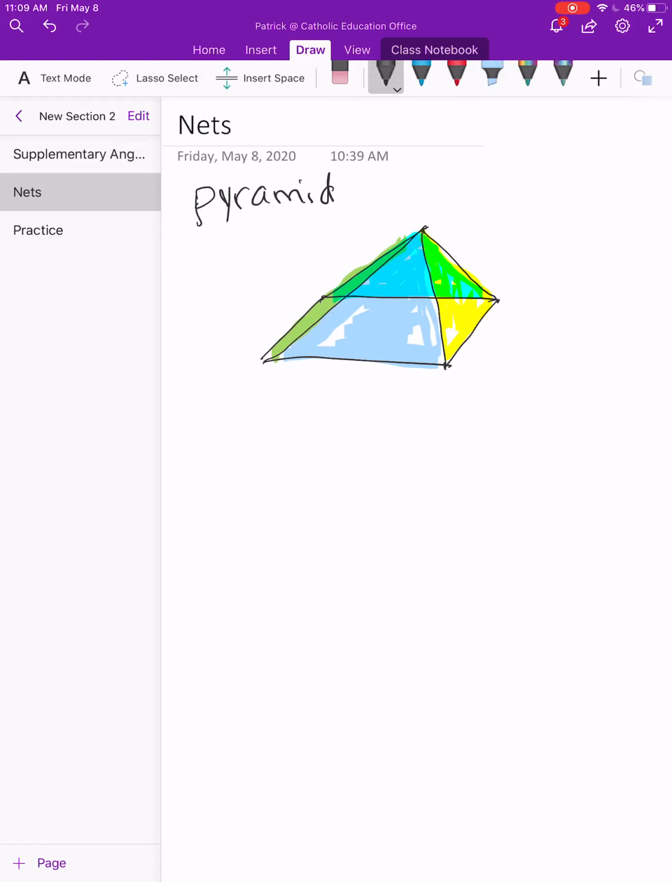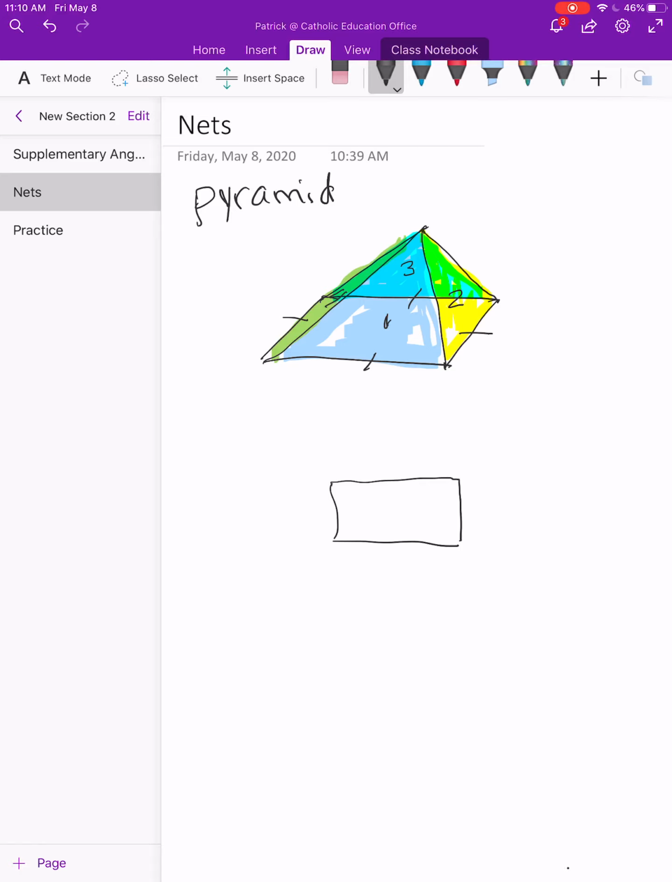So what we have is a rectangle, and then we have a bunch of triangles coming off of that rectangle. And what it would look like when it is a net is you'd have your rectangle, and then you'd have to have a triangle off of each side. You'll notice on this pyramid that we've drawn, on the rectangle there's 1, 2, 3, 4 sides in the rectangle. And that means there's 1, 2, 3, 4 triangles.